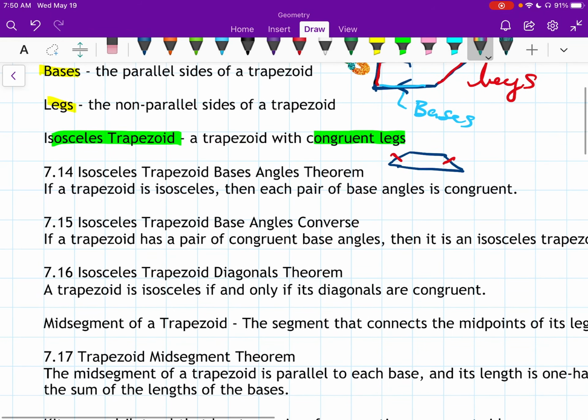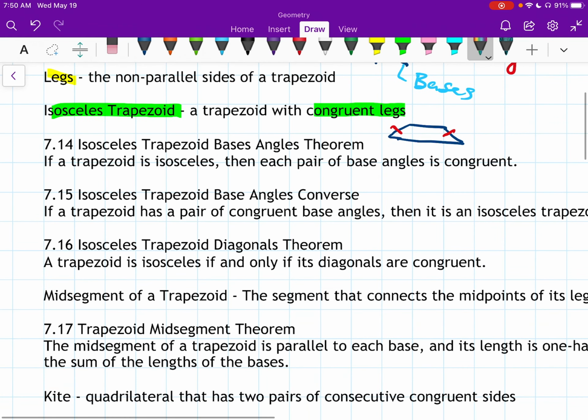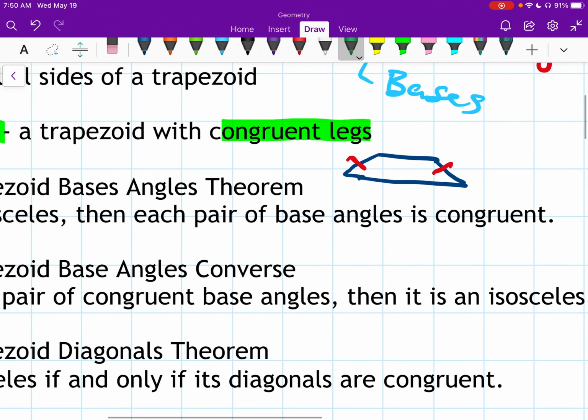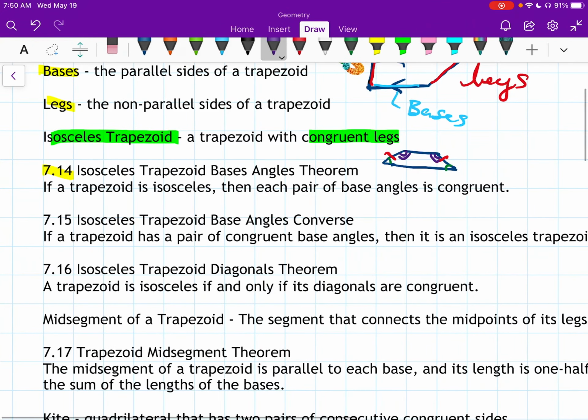Let's look at theorems. 7.14, the isosceles trapezoid base angles theorem. How many words can we get there? If a trapezoid is isosceles, then each pair of base angles is congruent. So what does that mean? Let me draw that in on this trapezoid I've got here. The base angles here, those two are congruent, and these two are equal, or congruent.